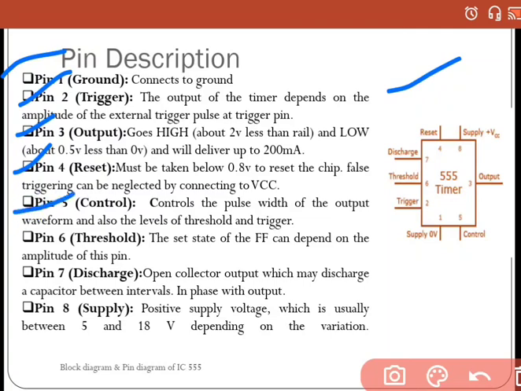Pin 5 is the control voltage. It controls the pulse width of the output waveform, and pin 6 is the threshold. It sets the state of the flip-flop, and depending on this pin, we can change the state of the flip-flop inside this 555 timer, which we'll discuss later. Pin 7 is the discharge pin, and pin 8 is the power supply pin.